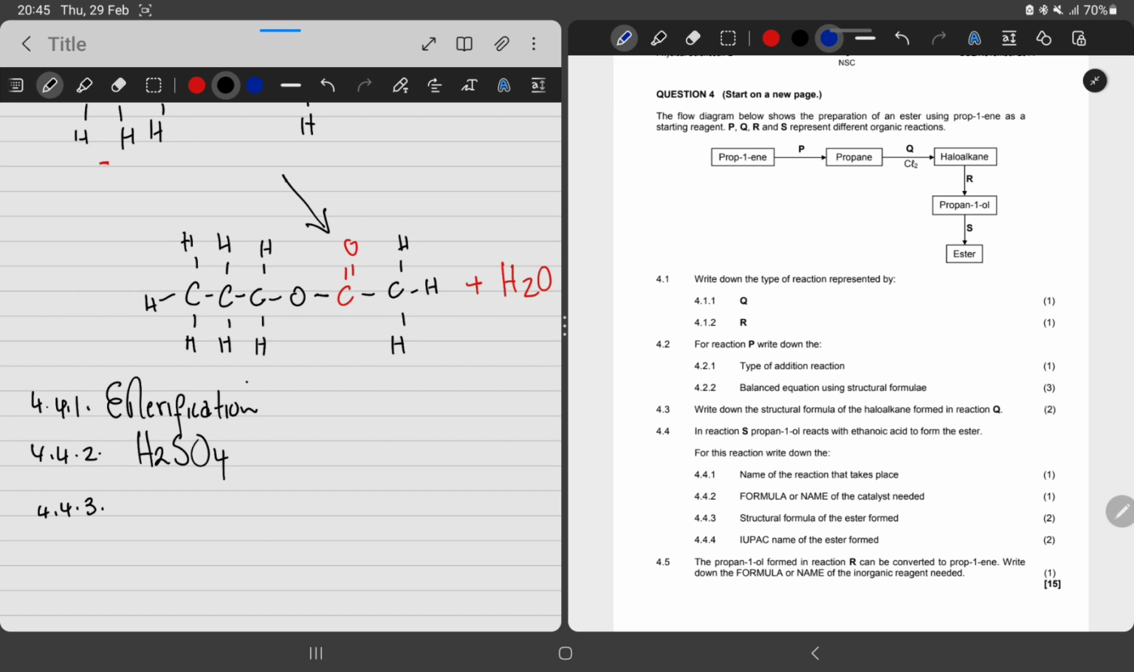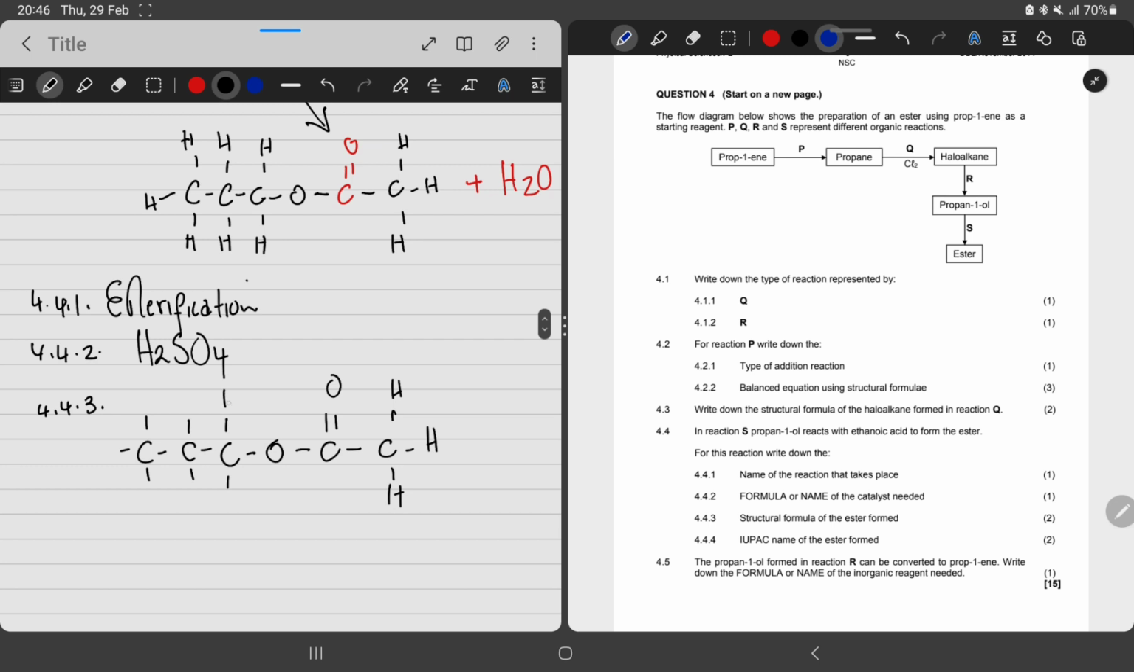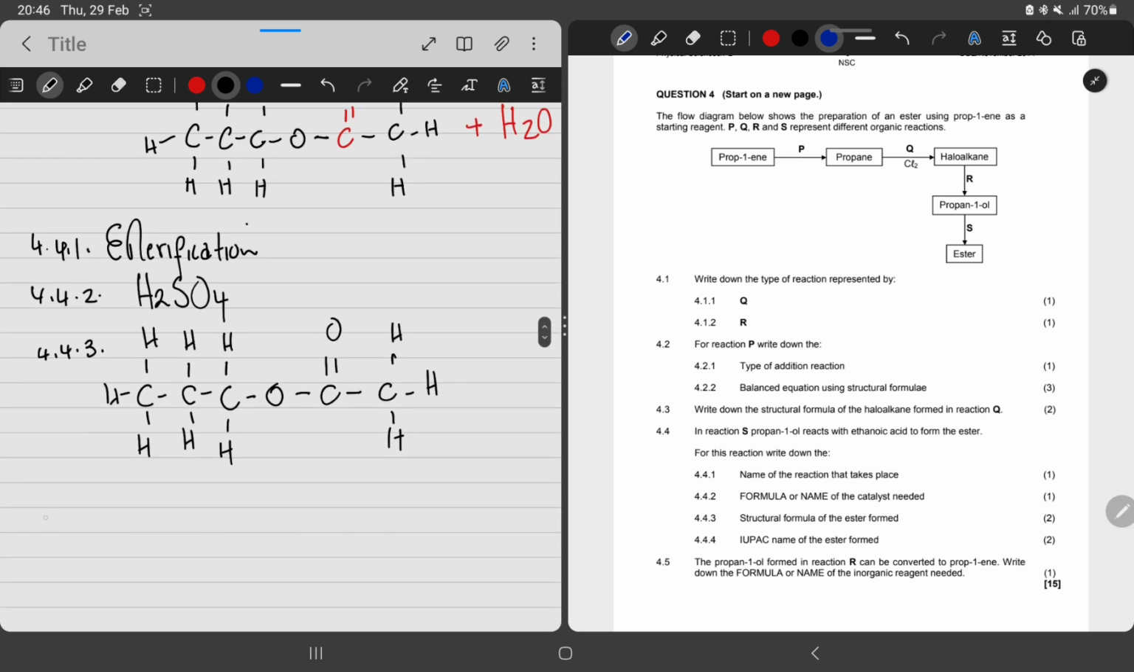4.4.3 the structural formulae of the ester that is formed. So that is the ester there. It is an alcohol with 3 carbon atoms, OCO. Then we have that. That is the ester that is formed.